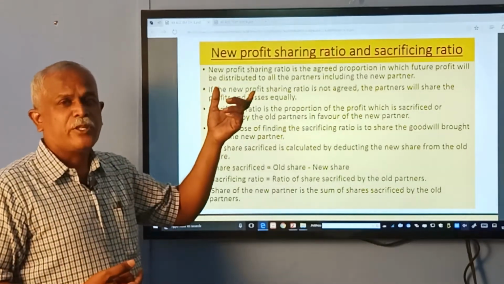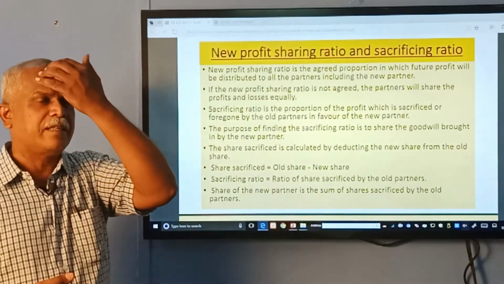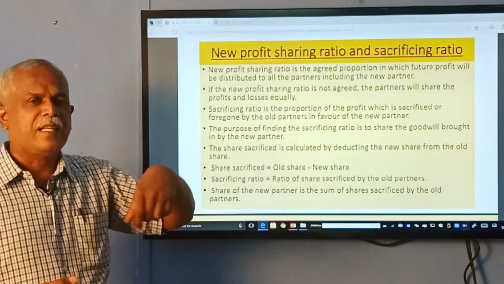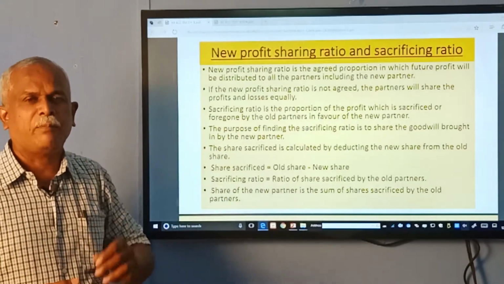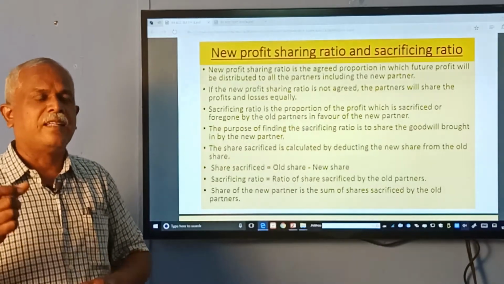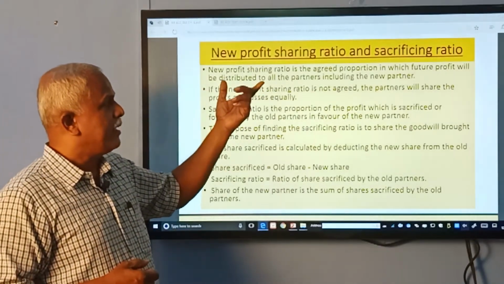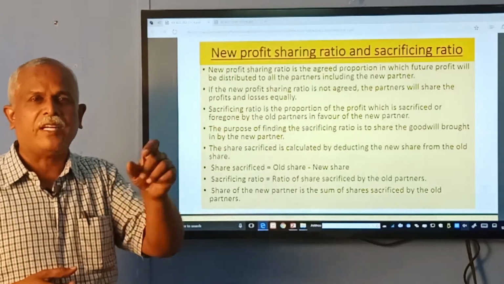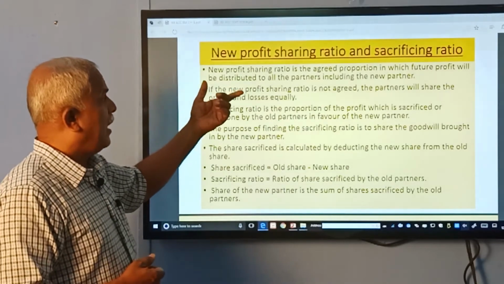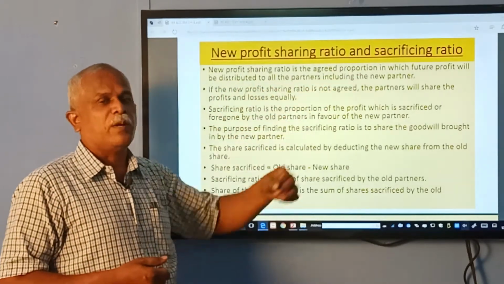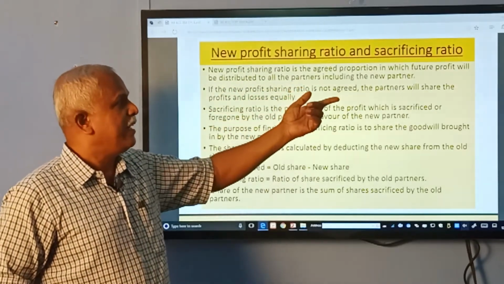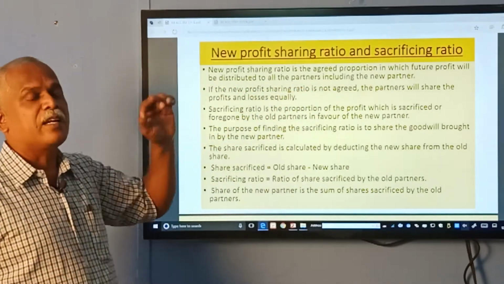New profit sharing ratio means, after a new partner is admitted, the old partners find the partnership comes under dissolution and a new partnership comes into existence. The ratio in which the future profits will be shared after admission is called the new profit sharing ratio, and it includes the new partner also.